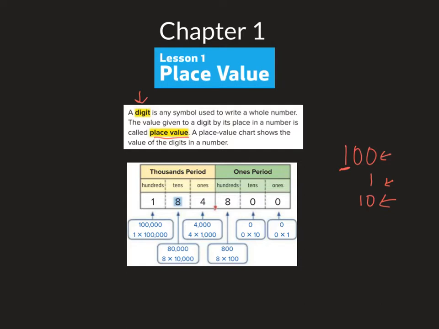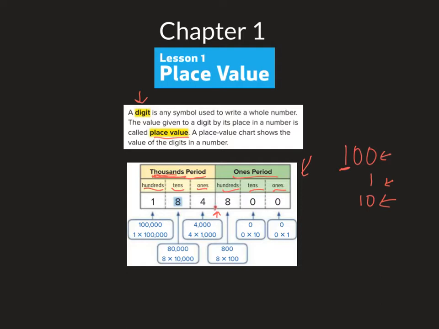Okay, so I wanted to put this little chart here for you. So we have the thousands period, right? So we've got 1,000, 10,000, 100,000. So those are all thousands, right? And we know that because this comma right here is what tells us to say 1,000. Okay, and these are the ones period. So it's just worth itself: 1, 10, 100.